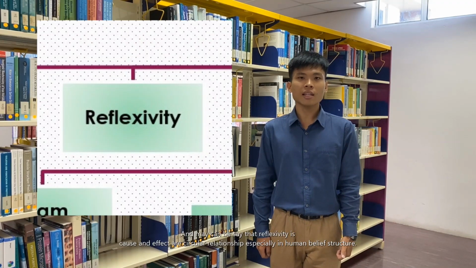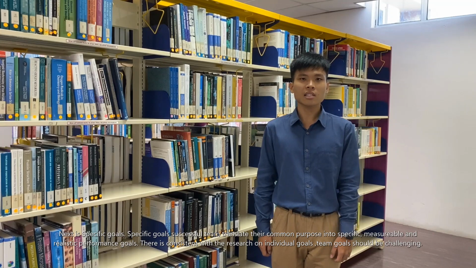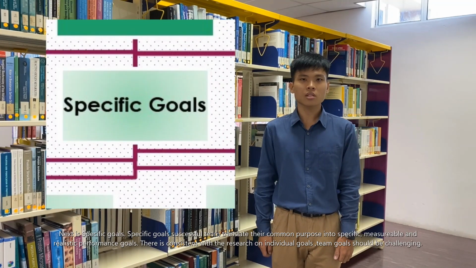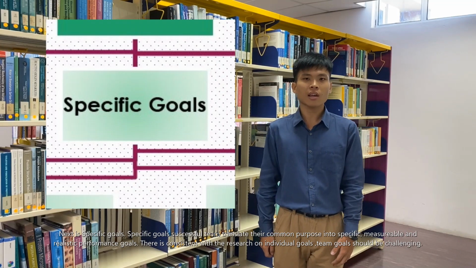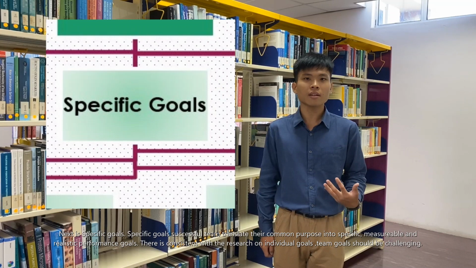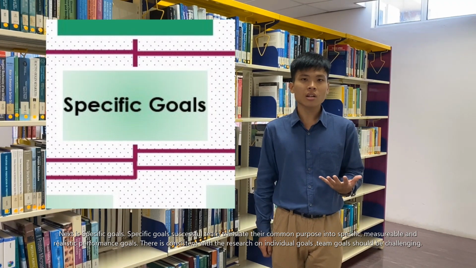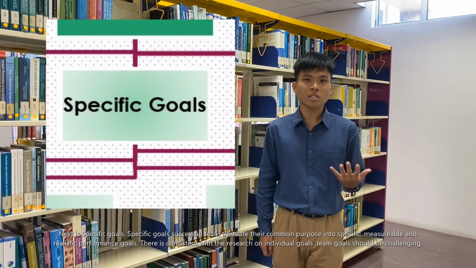Reflexivity, in economics theory, is a feedback loop in which investor perception affects economic fundamentals. We can say that reflexivity is a circular cause and effect relationship, especially in human belief structures. Next are the specific goals. Successful teams translate their common purpose into specific, measurable, and realistic performance goals. Then it is consistent with the results, and on individual goals, team goals should be changing.